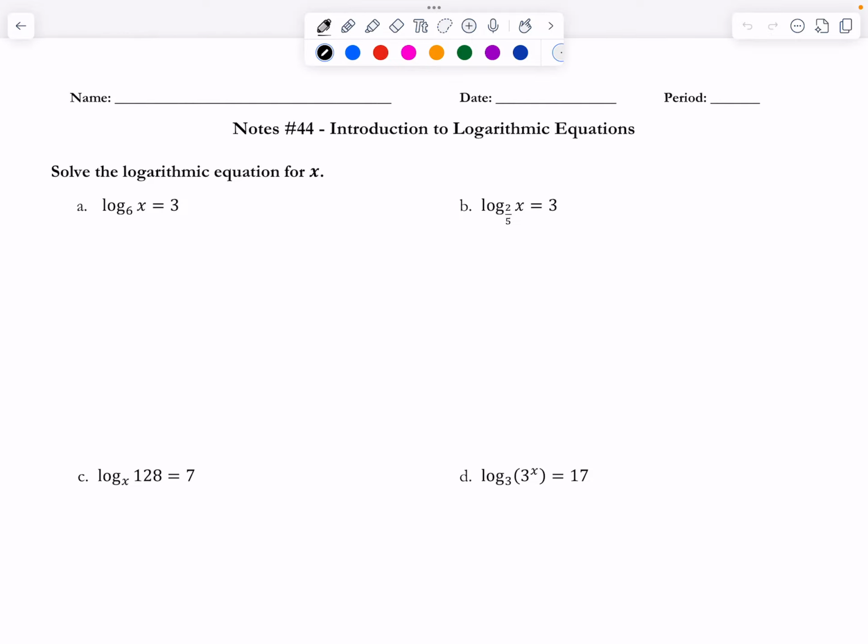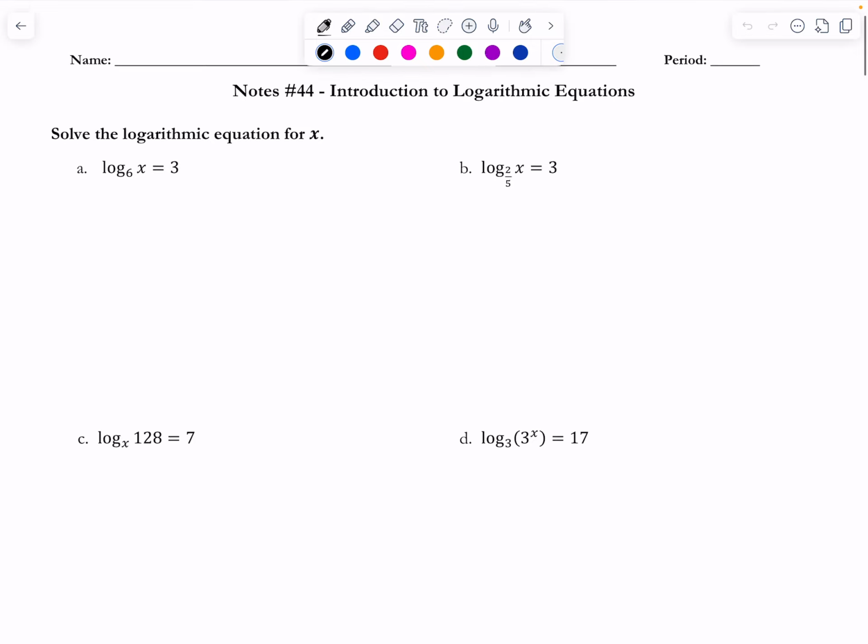In this lesson, I'm going to go over how to solve very basic logarithmic equations. You're going to see after our next video from notes 45, when we get into more complicated properties of logarithms, then after that, we'll use those properties to help us solve more complicated logarithmic equations. But in this case, these are all pretty basic.